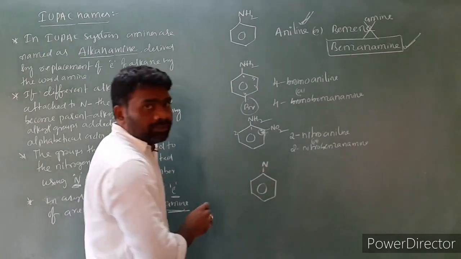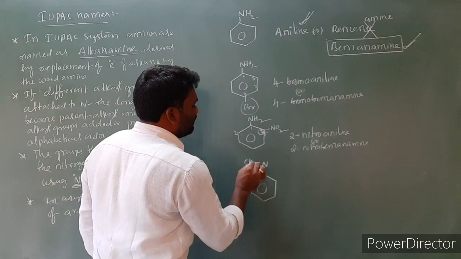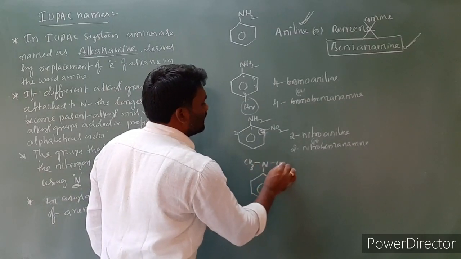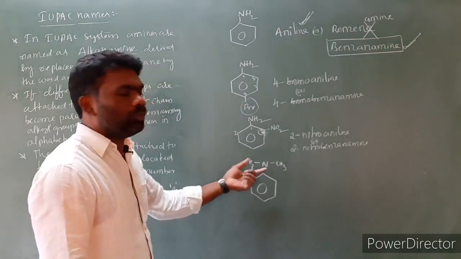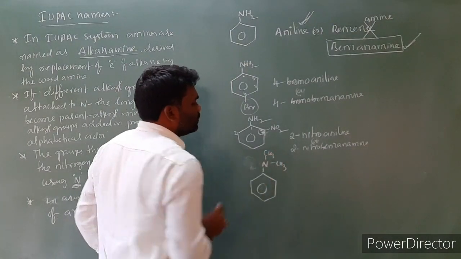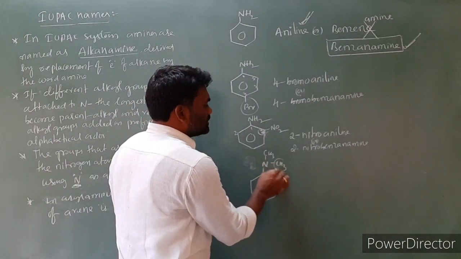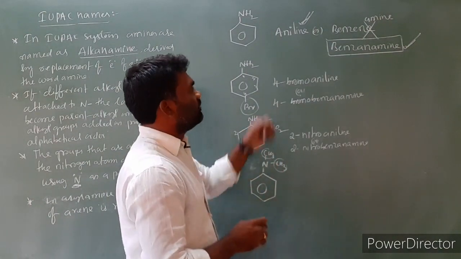This is the nitrogen. To this nitrogen, 2 methyl groups are attached. This is one methyl group and this is the other methyl group. To the nitrogen, 2 methyl groups are attached. What is the name of this compound? So these are substituents we can take on the same principle.